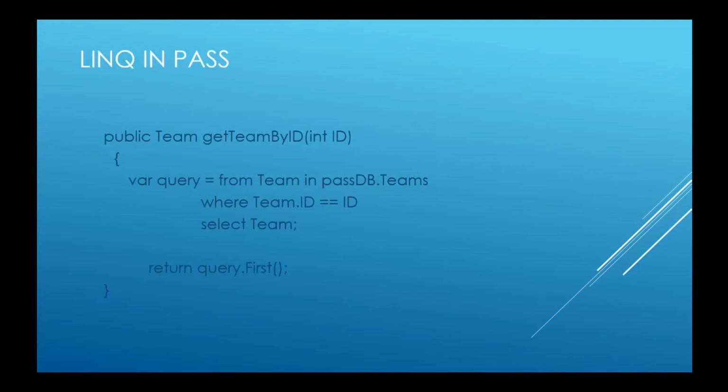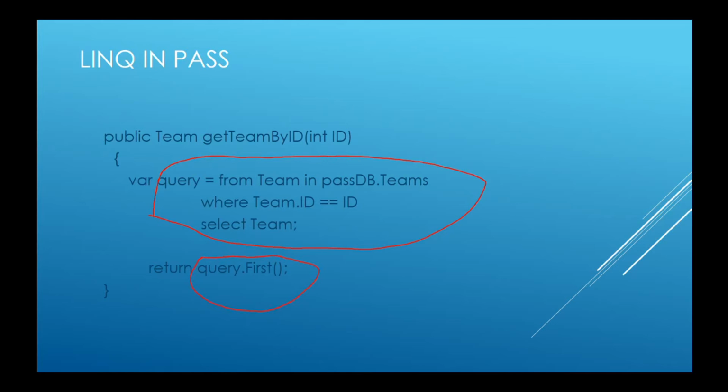We're going to use PASS as context for examples. Here we have a method that needs to retrieve a team object by an ID. The first half of the method is the creation part of the query. The second half is the actual execution and retrieval of the query. Only when query.First is called is the database queried.